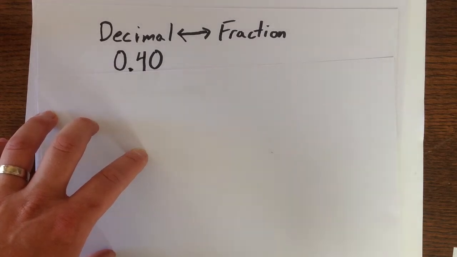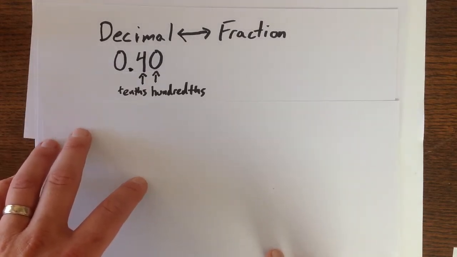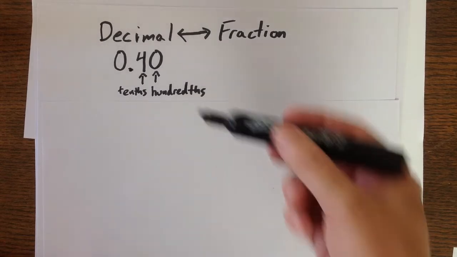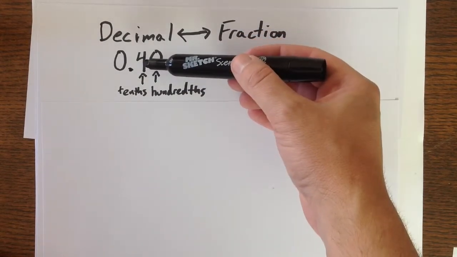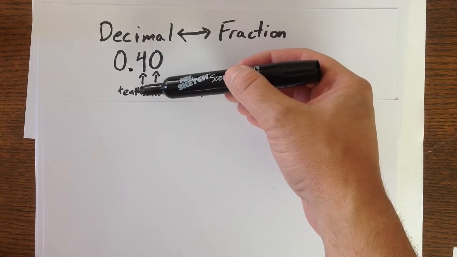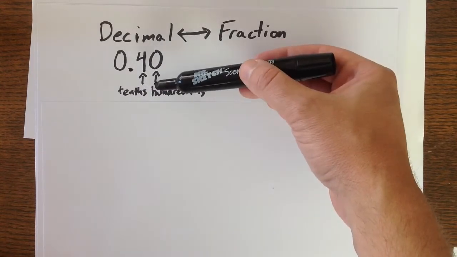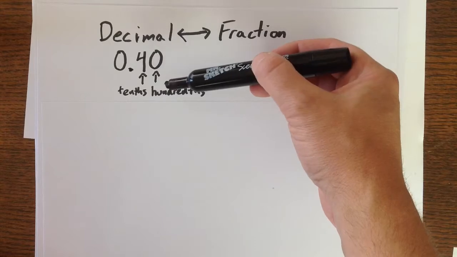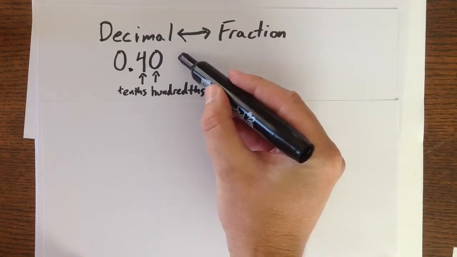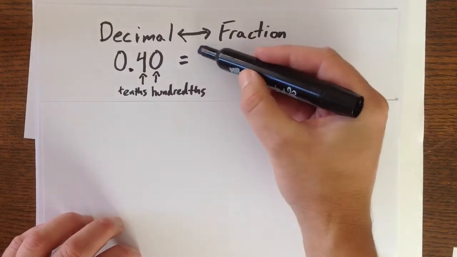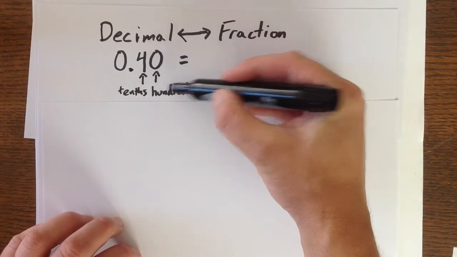When converting decimals into fractions, it's very important to consider the decimal place names. So the 4 is a digit in the tenths place. So that 4 is equivalent to 4/10. The 0 puts the decimal in the hundredths place, making the entire decimal 40 hundredths. So 0.40 is equivalent to 40 hundredths.